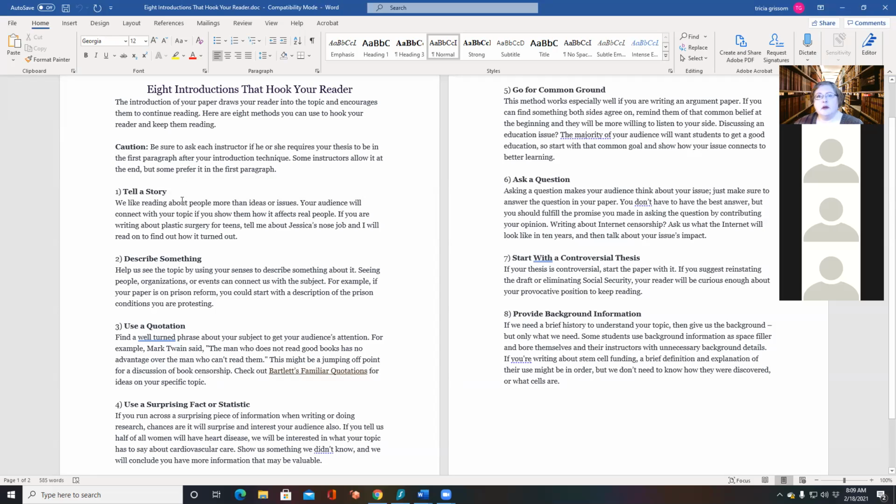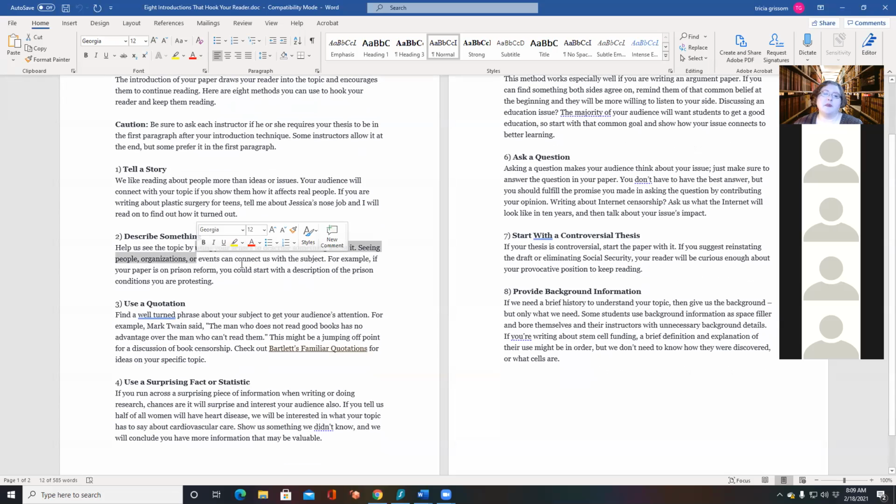Tell a story. We love reading stories about real people. They take things from ideas that are abstract to things that are more concrete. So if you're doing a research paper on plastic surgery in teenagers, maybe you start with a teenager who's actually had plastic surgery, like rhinoplasty on their nose, and start with their story to get us interested in how this affects real human beings.